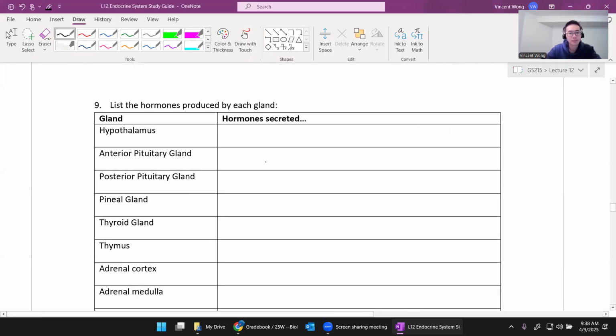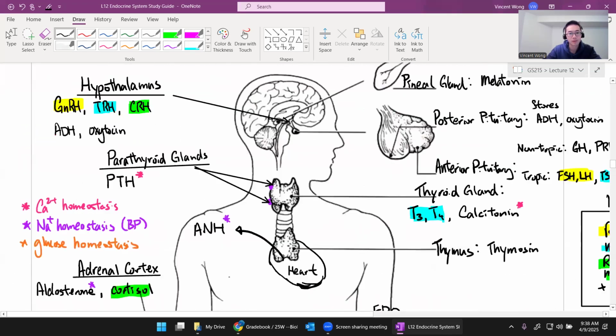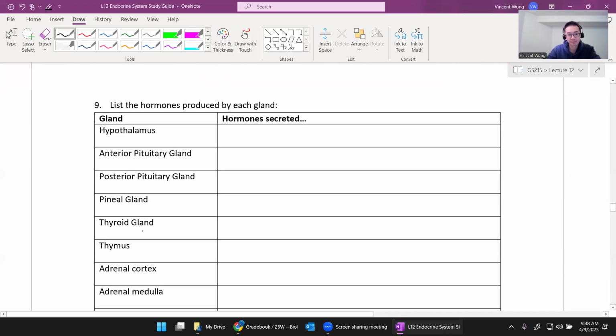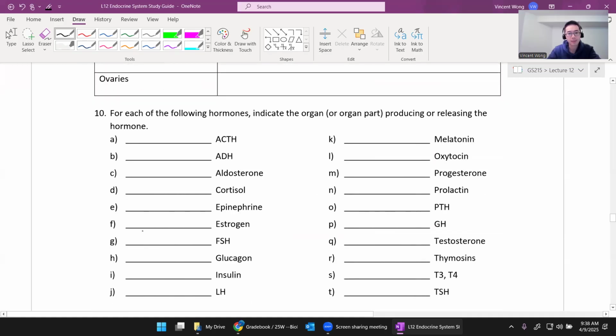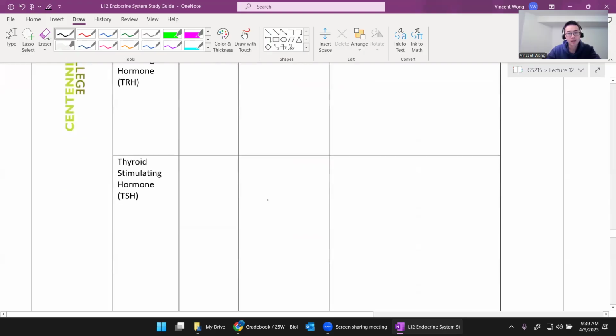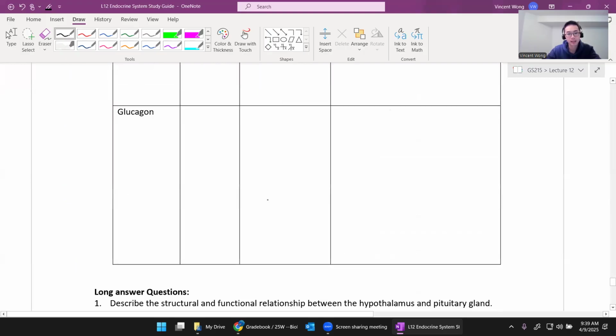I'm not going to fill this in. This is the gland, and you have to write all the hormones that come from it. You can use the master sheet to help you. Basically you just copy them over here. You do it, it will help you memorize it. Same thing here, this is the other way around. It gives you the hormone, and then you tell me where it's from. So practice with these. Let's do the hormone charts, and then we're going to wrap things up.